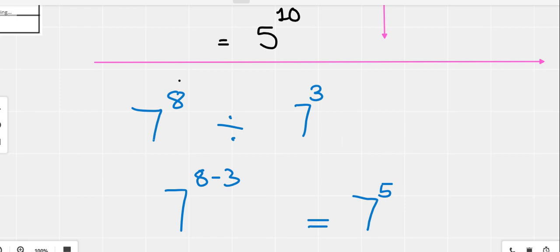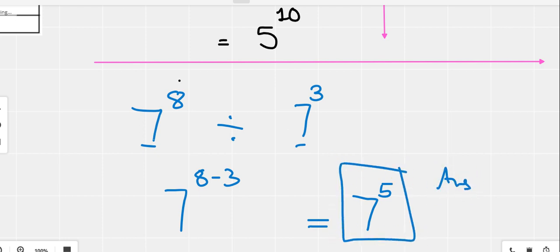Before that, in the rule we have seen, there was a multiply sign and the bases were the same. Now there is a divide sign and the bases are the same. The base is 7. I'm telling you again that 7 is our base. You subtract the 3 from 8, which is 5. We got 7 to the power of 5 as the answer.